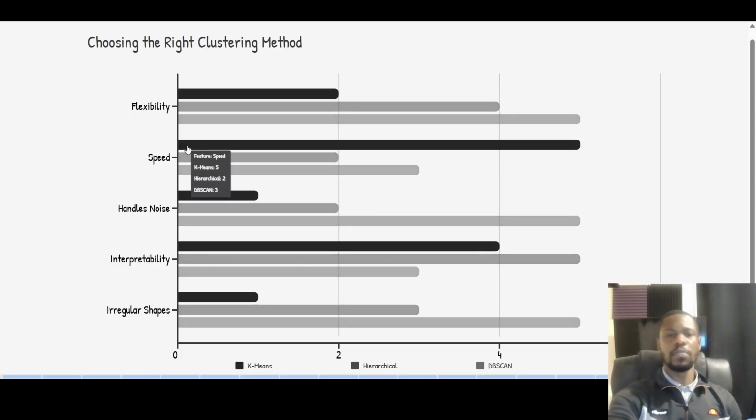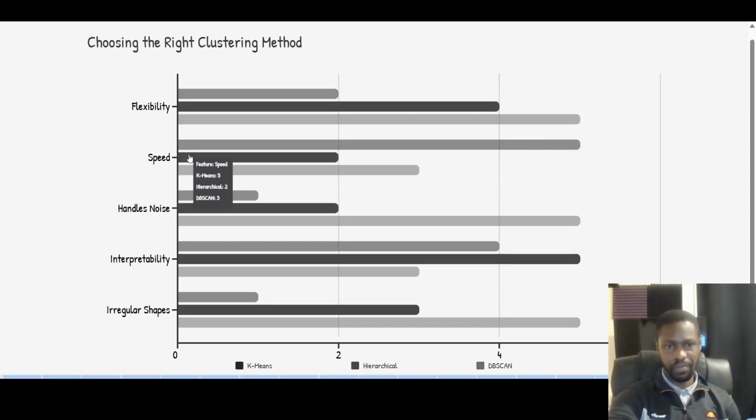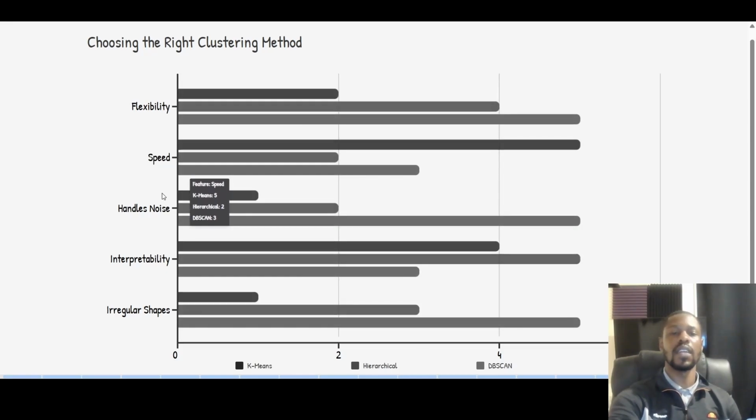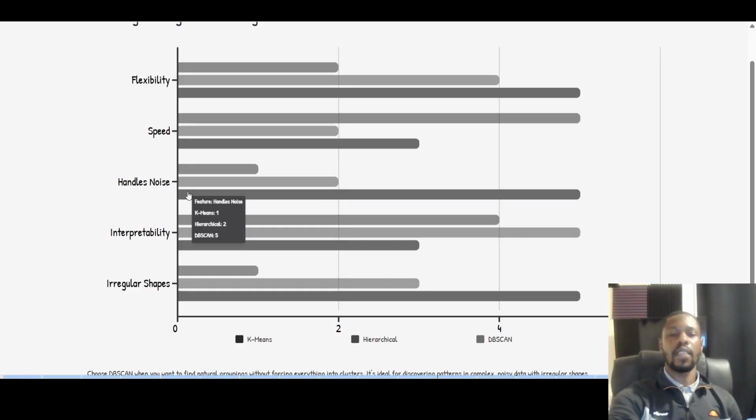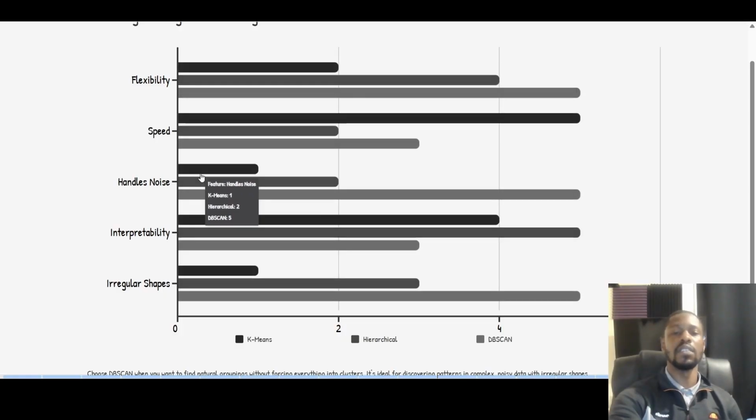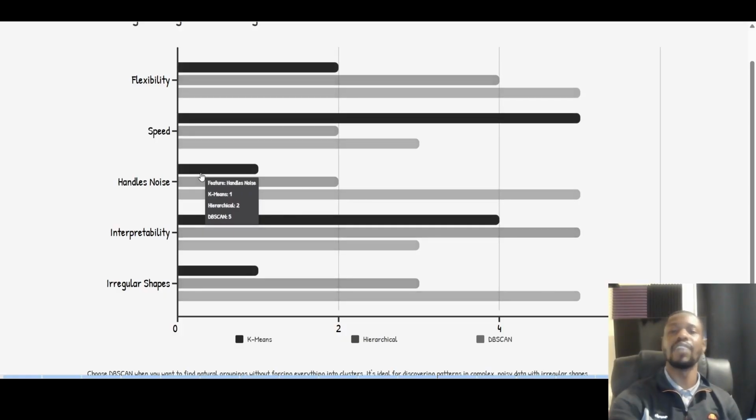In terms of speed, k-means is the best. Hierarchical is the worst in terms of how quickly you can, at a glance, analyze the data. And density-based scan is somewhere in the middle. It handles noise the best. And when I say noise, we're talking about outliers or anomalies. Of course, k-means is not good at this at all, as everyone is forced into a group.